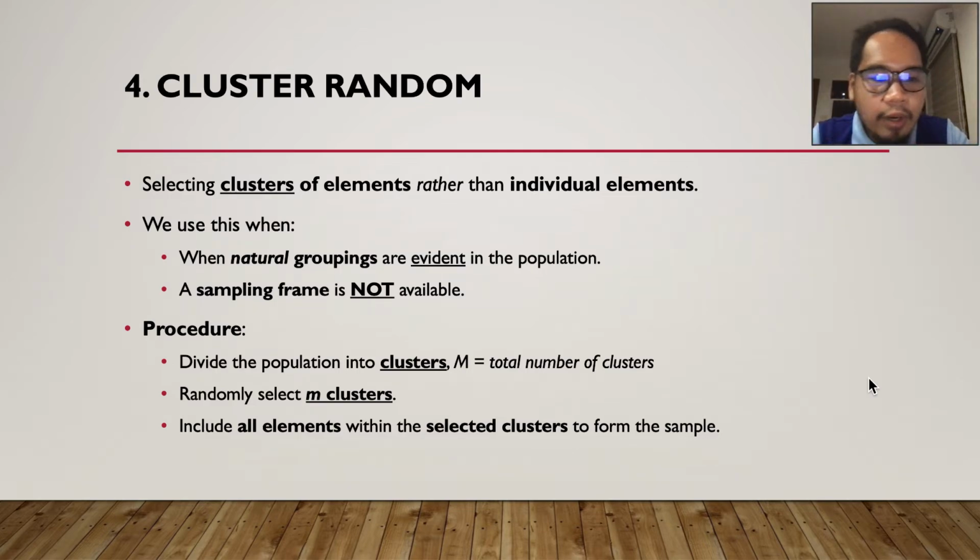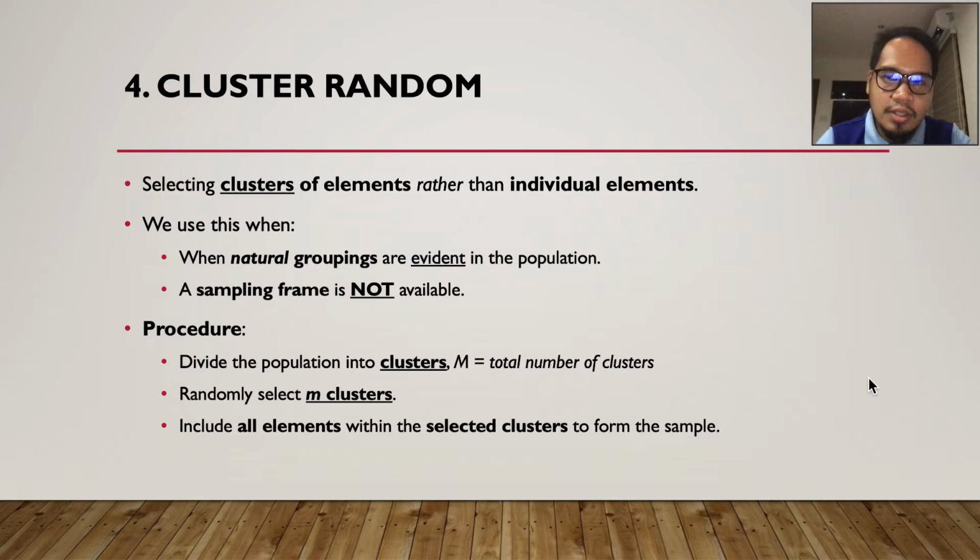You divide the population into clusters. We call those in this book M, which is, what else? Fishbowl. What's the other name? Lottery method or random number generator. And then, after determining these clusters, you include all the members within the selected clusters into your sample.